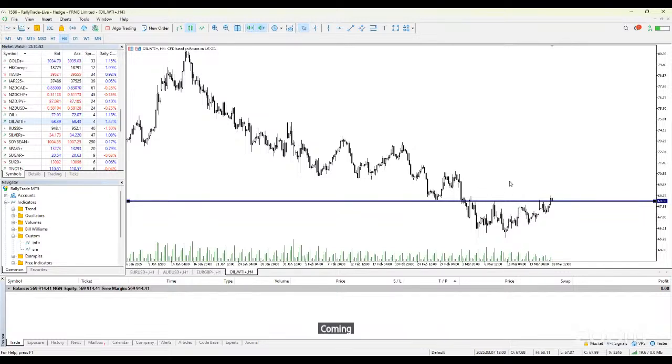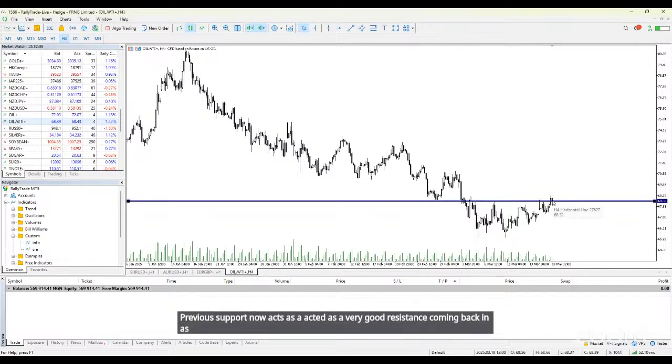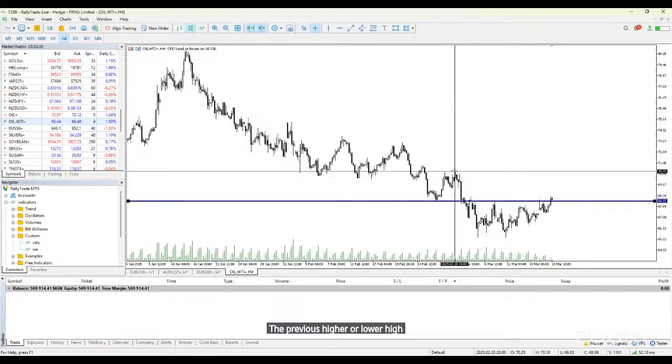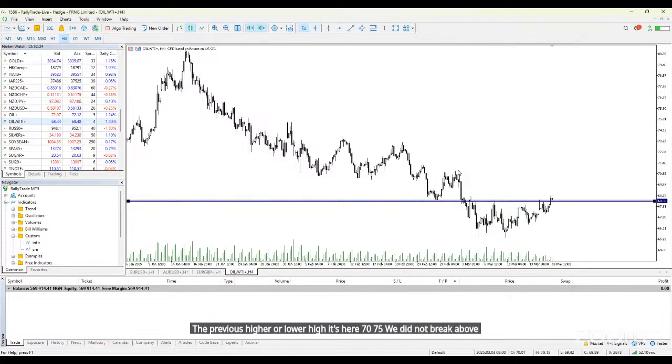Coming back to WTI, we have a very strong support and resistance here. Previous support has acted as a very good resistance, coming back in as a possible support on a very low time frame. But do not forget that this is a downtrend, which means we here have a possible corrective movement. The previous lower high is here, 70.75. We did not break above this lower high from here, right?